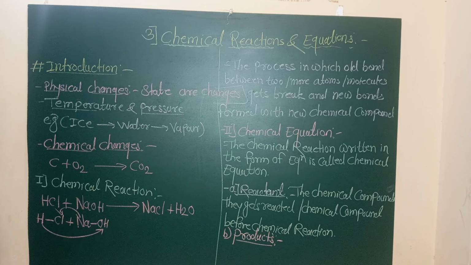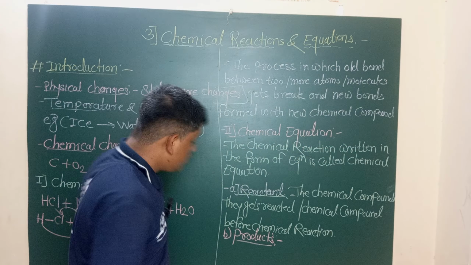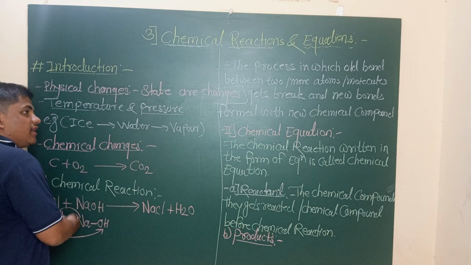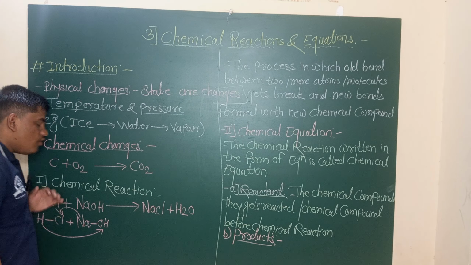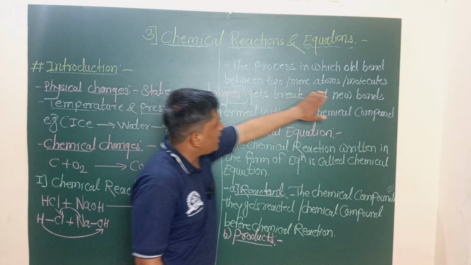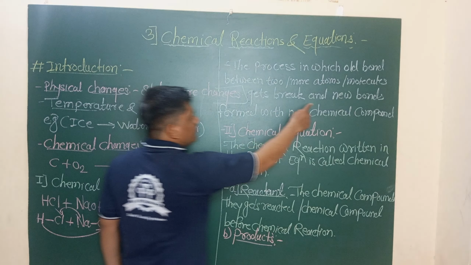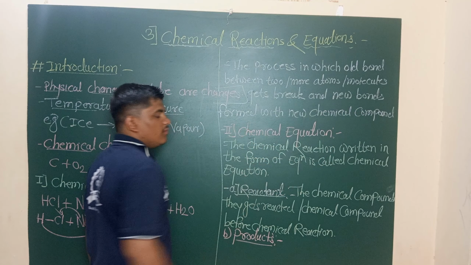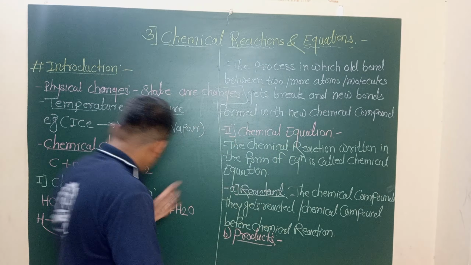What is a chemical reaction? The process in which the old bonds between the atoms or chemical compounds break, two or more atoms get separated, and new bonds are formed with the new chemical compounds.